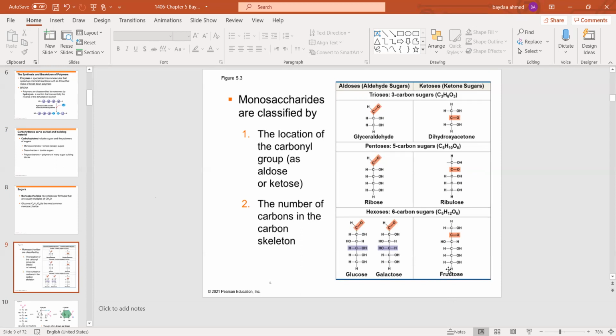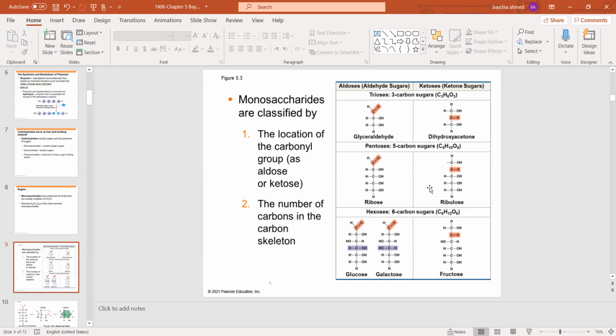Another criterion for classifying monosaccharides is the size of the carbon skeleton, which ranges from 3 to 7 carbons long. So glucose, fructose, and other sugars that have 6 carbons are called hexose. If they have 3 carbons, those are triose. If they contain 4 carbons, tetrose, 5, pentose, 6, hexose, 7, heptose.